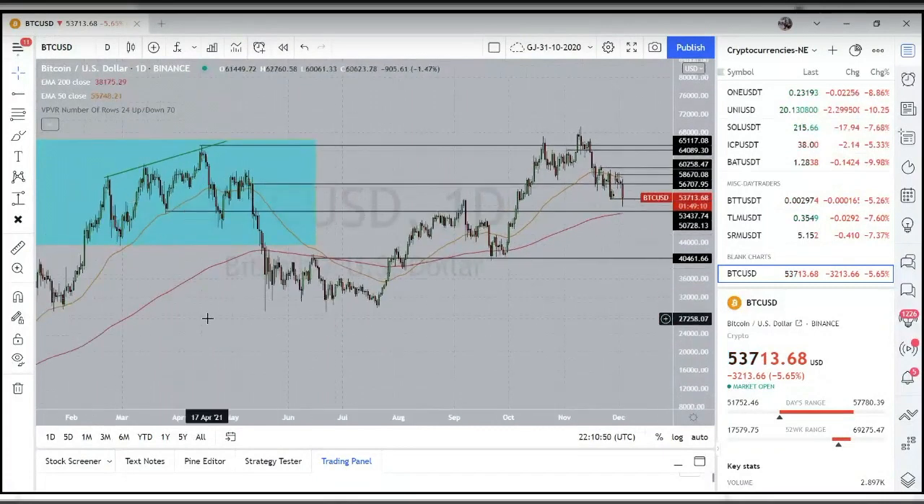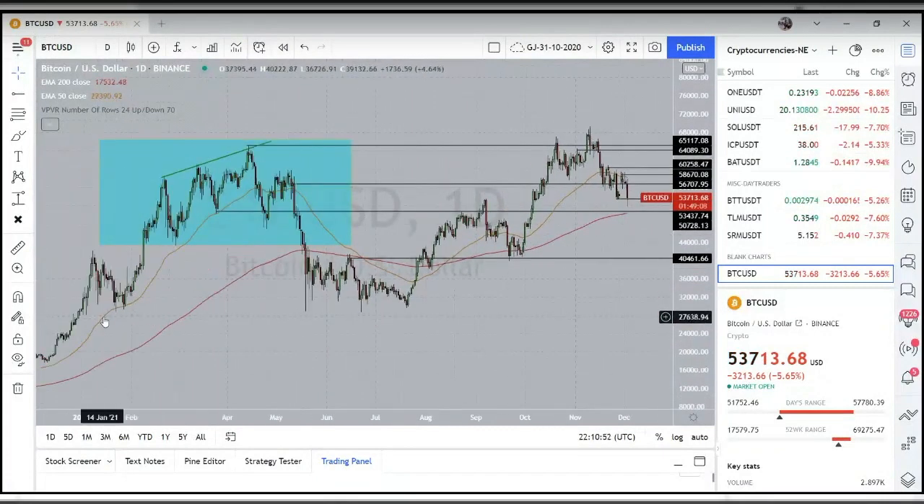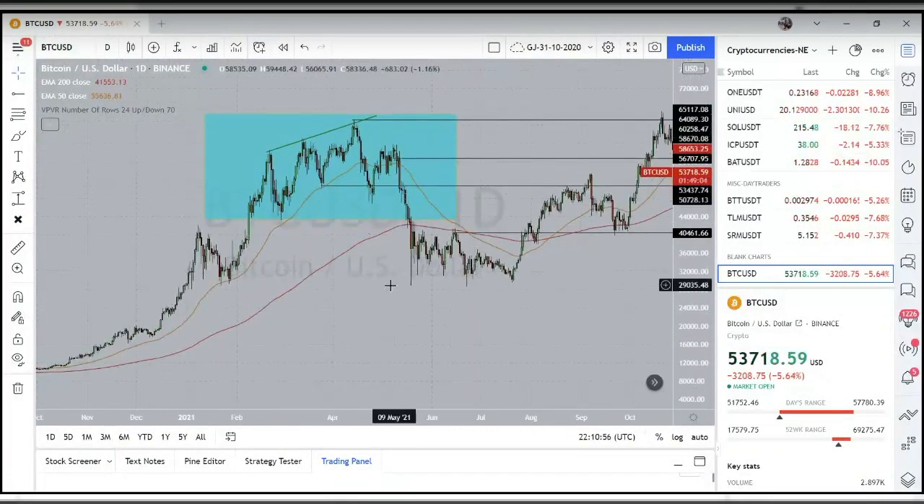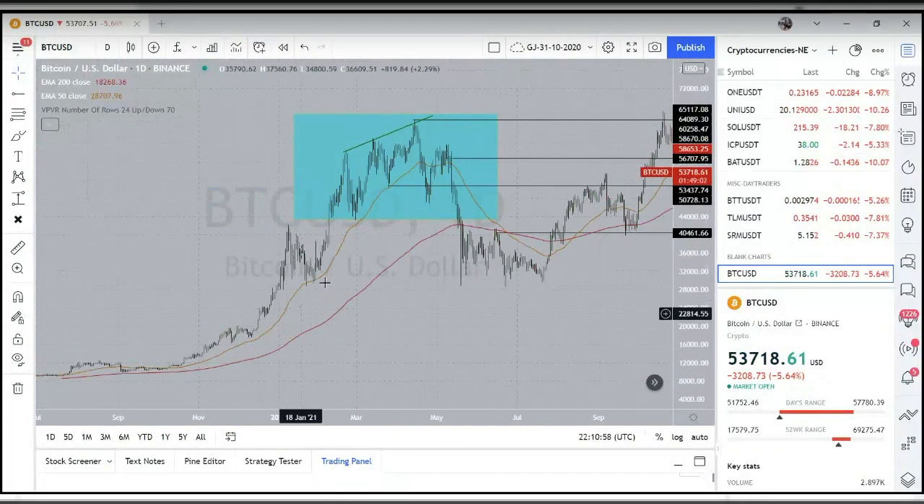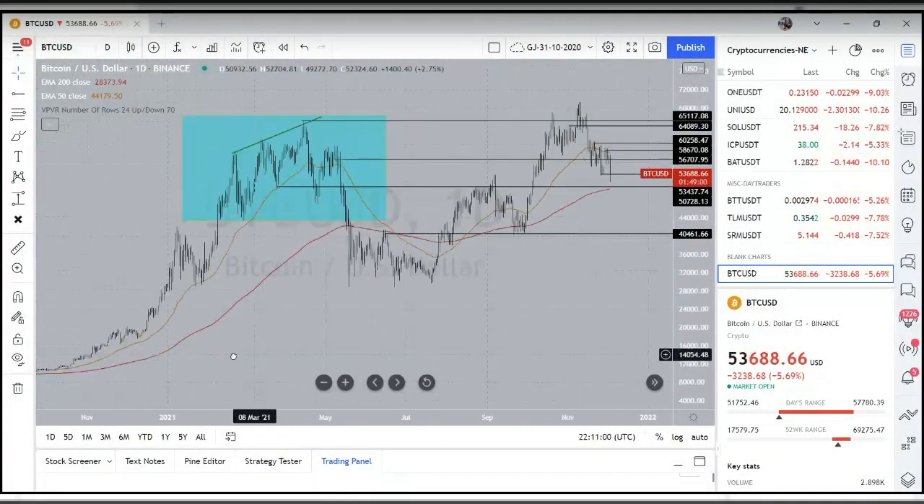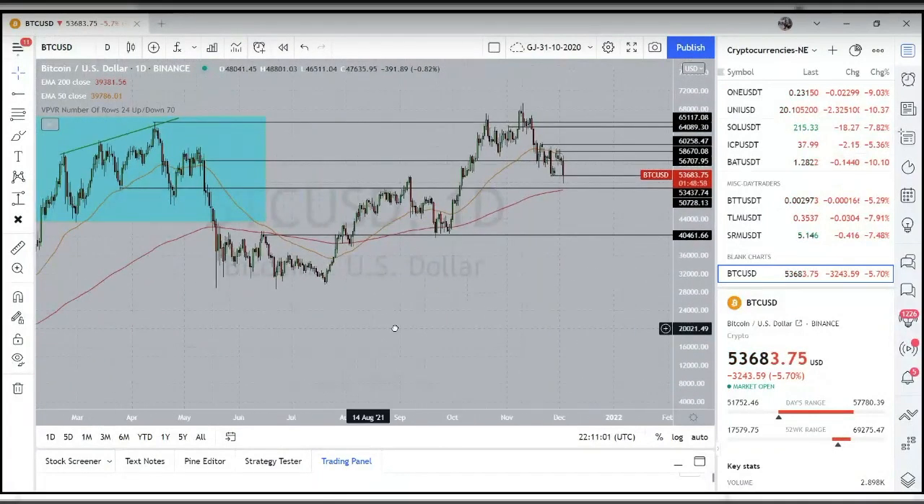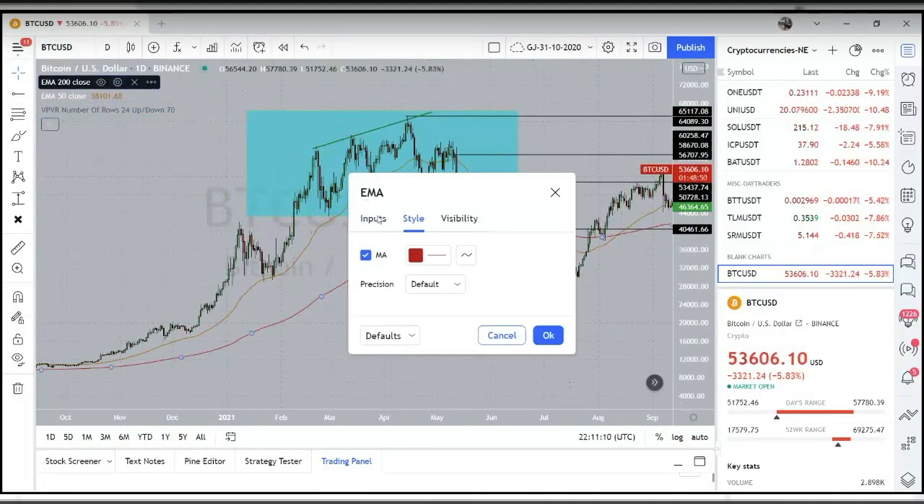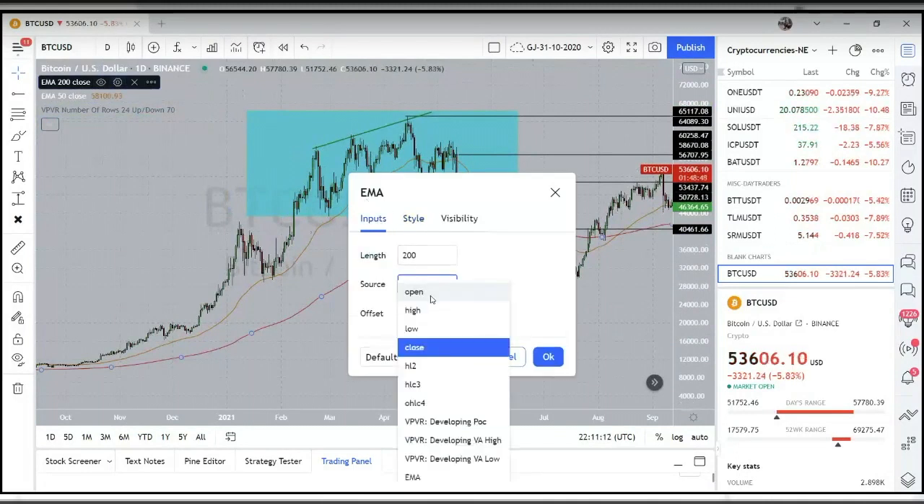So EMAs, what they are, is dynamic support and resistance. Like these levels we've got here, these can be used similarly, but what they do is they calculate. My ones are close, EMA closes. So if you go into the settings, you will see that you can have open, high, low, close, and then some other things. But what it does is it takes one of these price points.